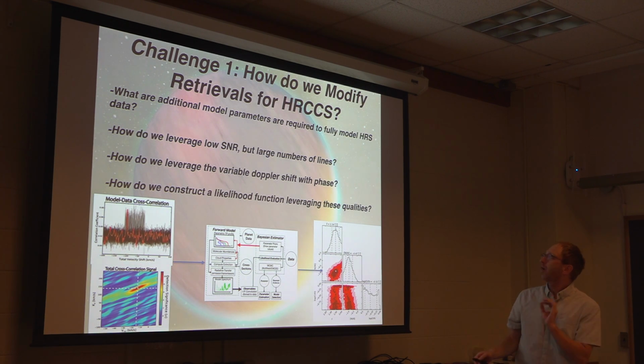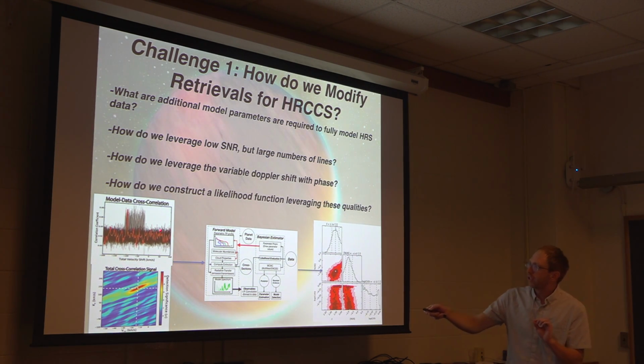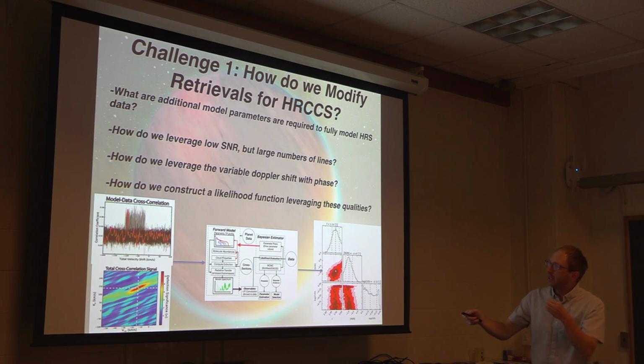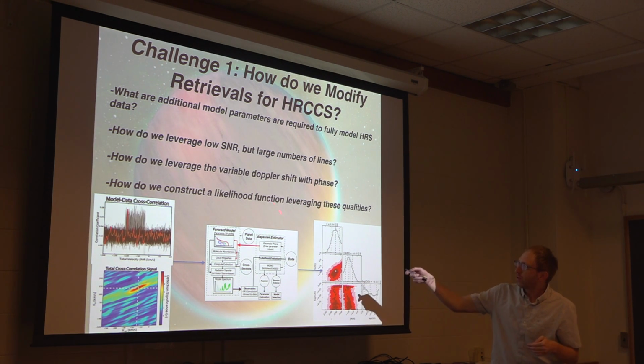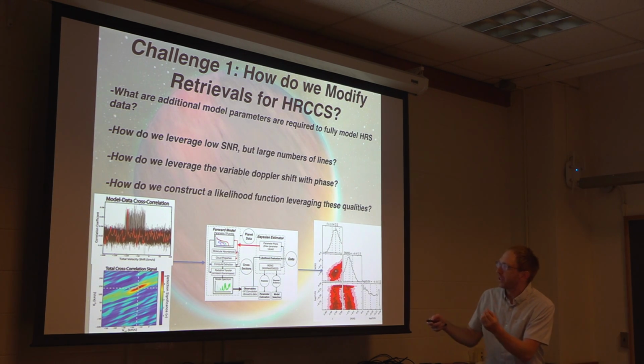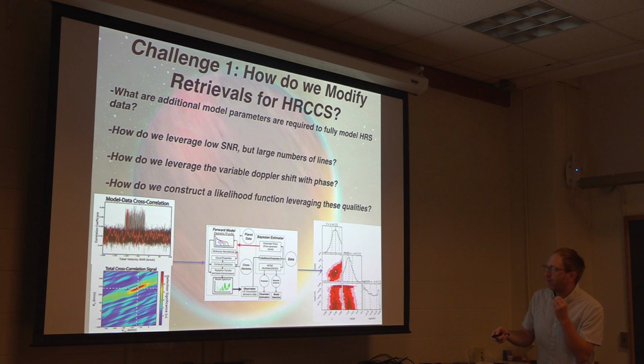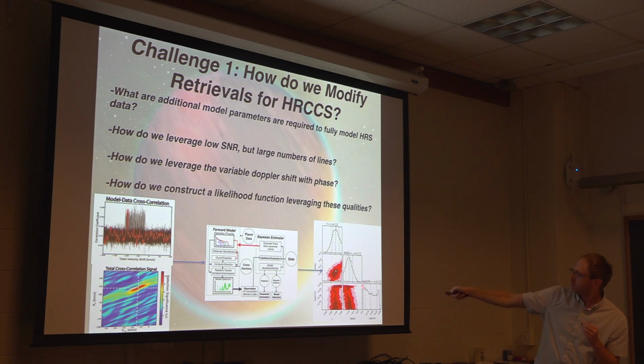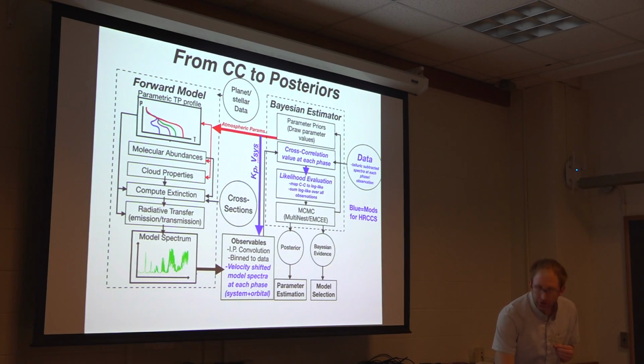So effectively, how do we leverage the uniqueness of this high-resolution technique? How do we leverage this cross-correlation coefficient? How do we leverage the fact that the planet is moving and that the planetary spectrum is Doppler shifting with phase? The theoretical hurdle, if you will, is to construct a likelihood function that takes advantage of all of those pieces so that we can put it within this framework so that we can get these ugly plots that tell us what the distribution of planetary parameters are.